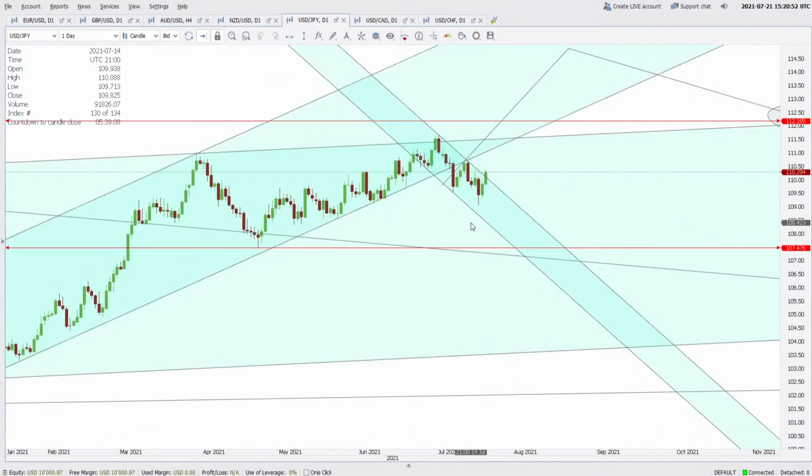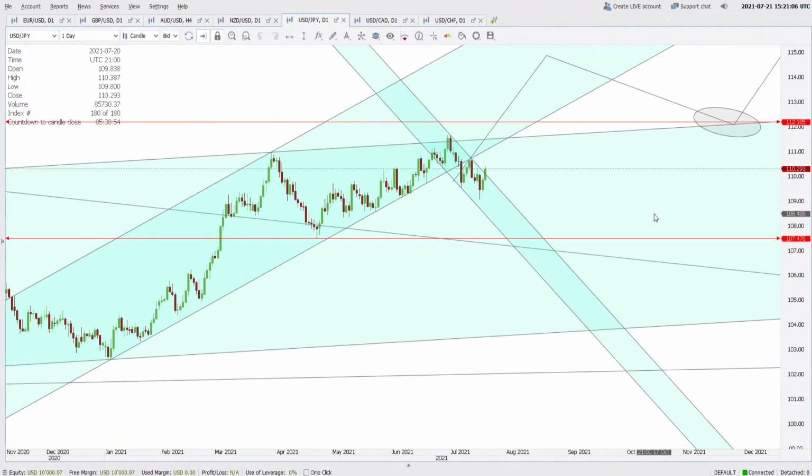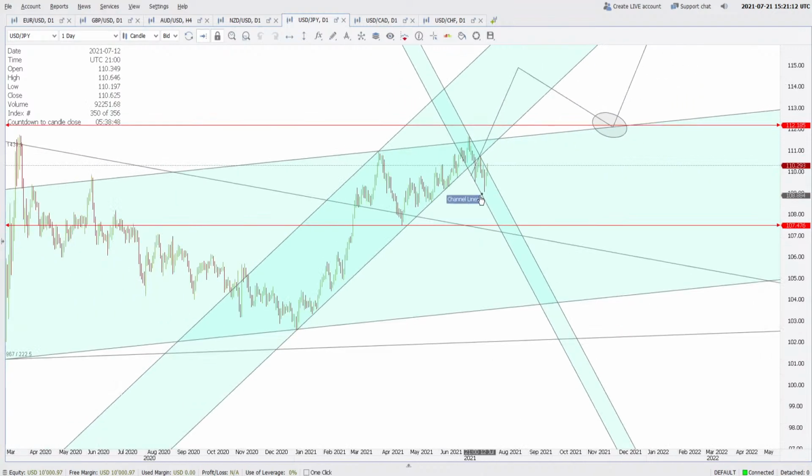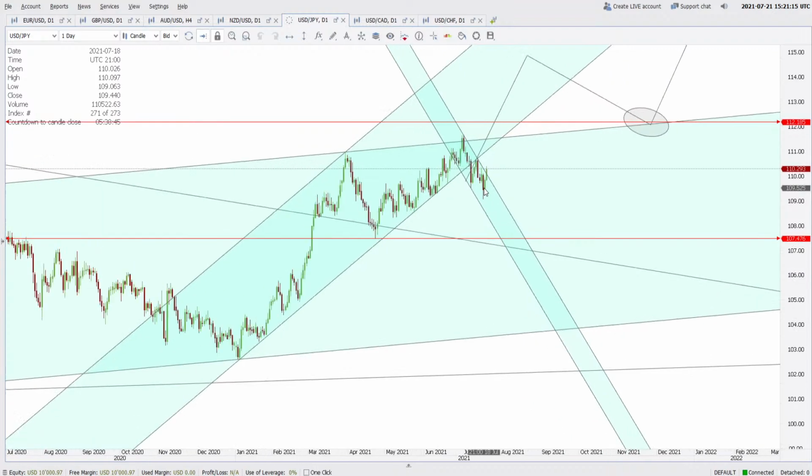Talking about the US dollar Japanese yen, yesterday we were talking about buying the US dollar against the yen. The yen is very weak, and we were expecting that this falling channel will break, then we may be looking for a buying opportunity here. But right now also it is not a buying opportunity, as the confluence of resistance is still there.